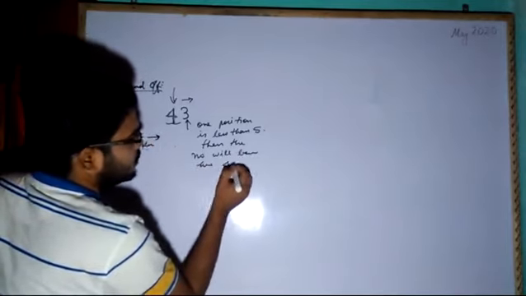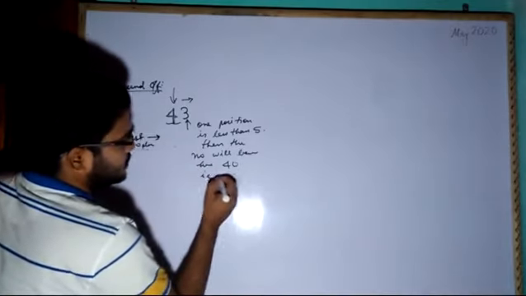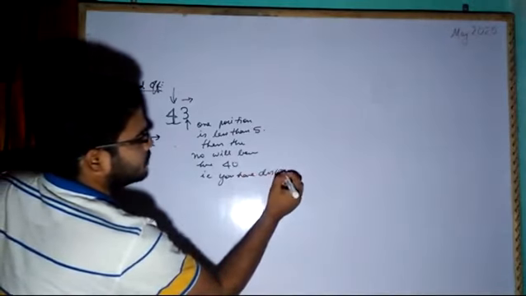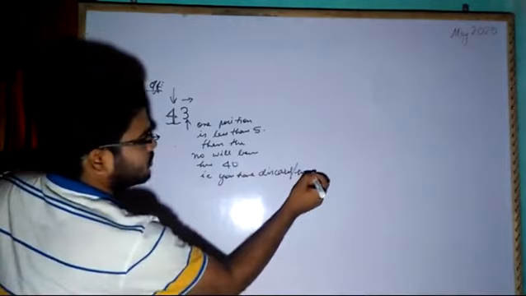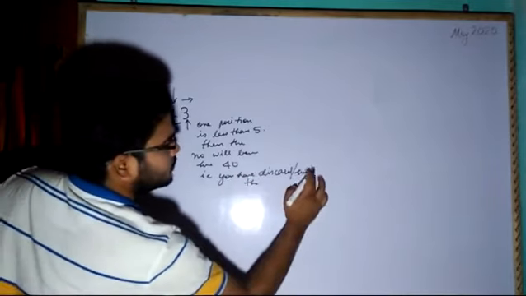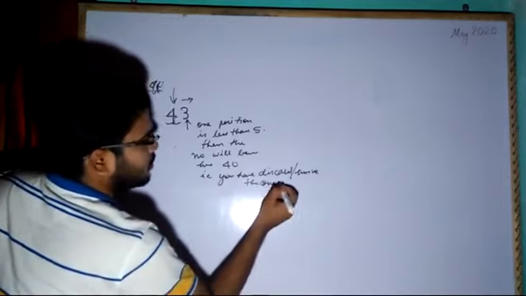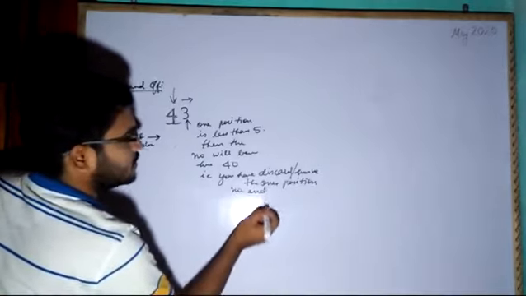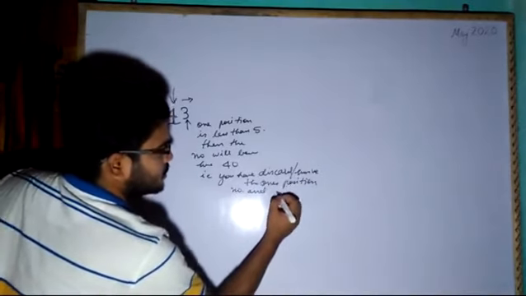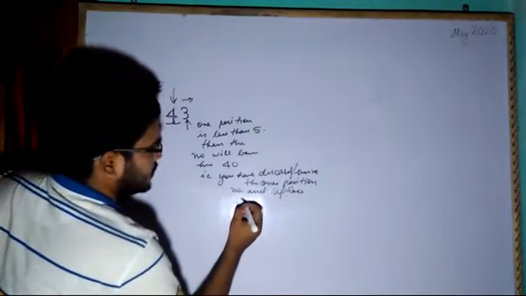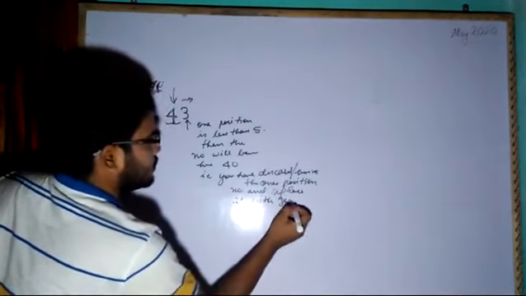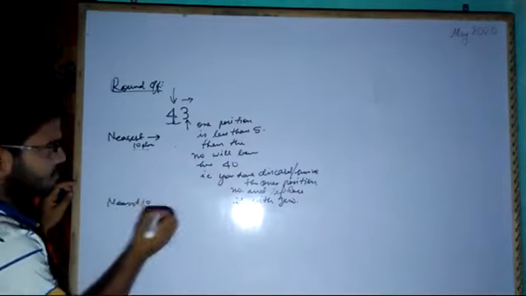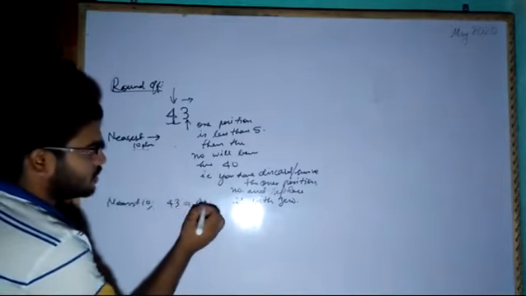here 40. That means you have to discard, that is remove, the ones position number and replace it with 0. So what did you understand? The nearest 10 for 43 will be 40.